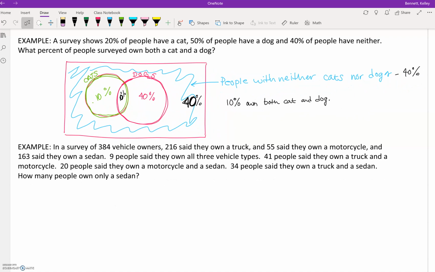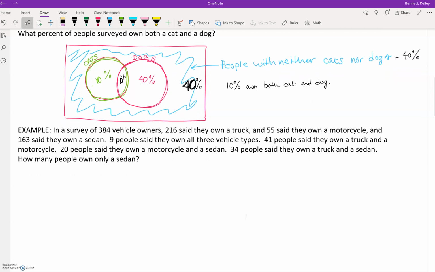Okay, this next one's kind of a doozy. So in a survey of 384 vehicle owners, 216 said they own a truck. We've got more saying they own a motorcycle, and then we've got people that own sedans. But this is Texas, so people have more than one vehicle. So now we have 9 people that said they have all 3. And then we've got different response values for people who own 2.